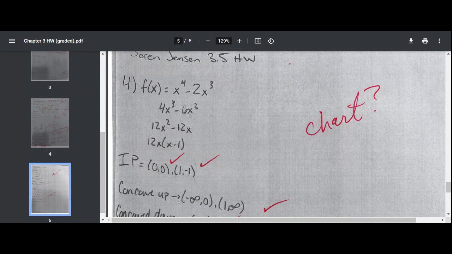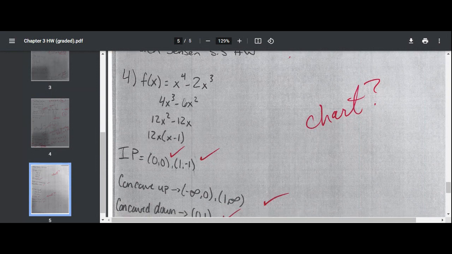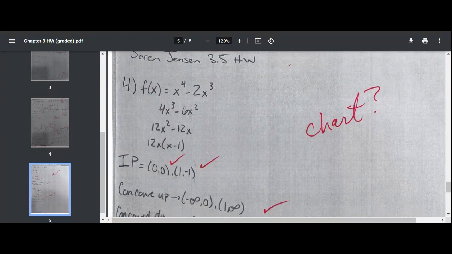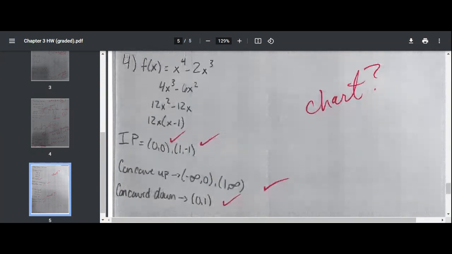If the sign of the second derivative is positive on an interval, you're concave up. And if it's negative, you're concave down. So that's like the acceleration. When the acceleration, which is the second derivative of position, was positive, you had right pull. When it was negative, you had left pull. Similar here. So this section 3.5 is similar to that as well.